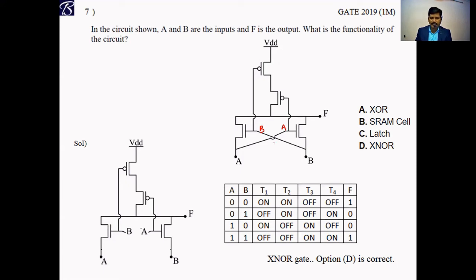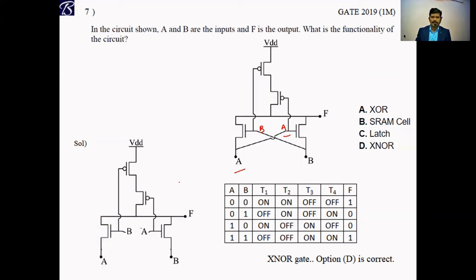Check out here. I have taken out the connection, because I have just written B and B here. This is A and this is A. That's why this is A, and I have just taken out the connection, to avoid the confusion.